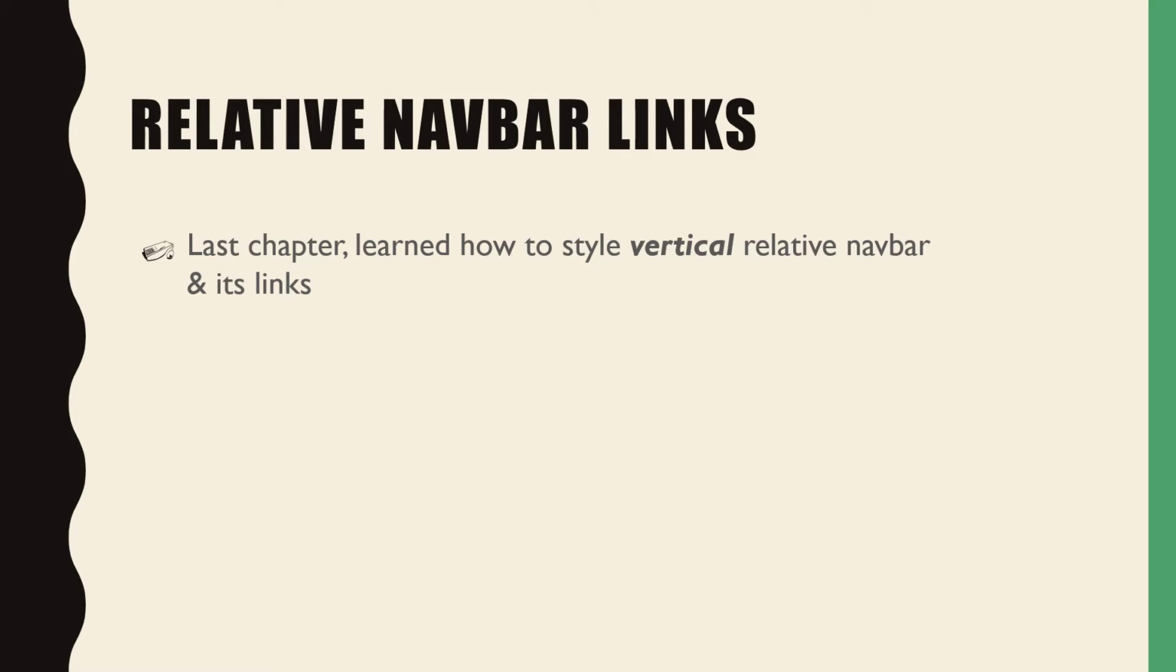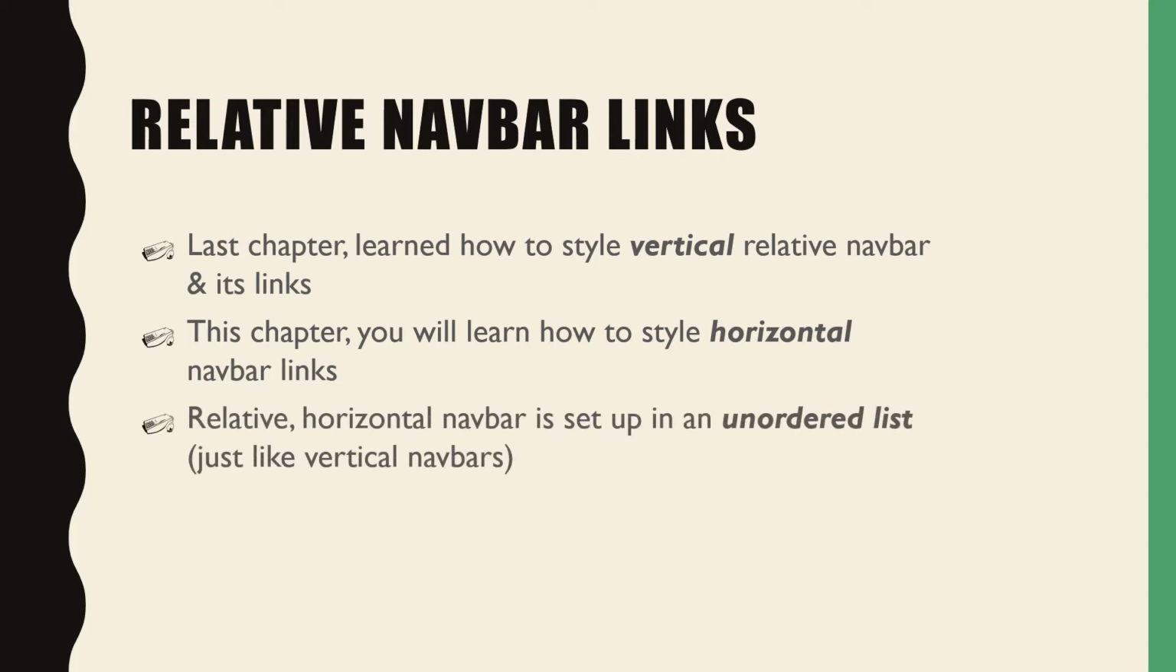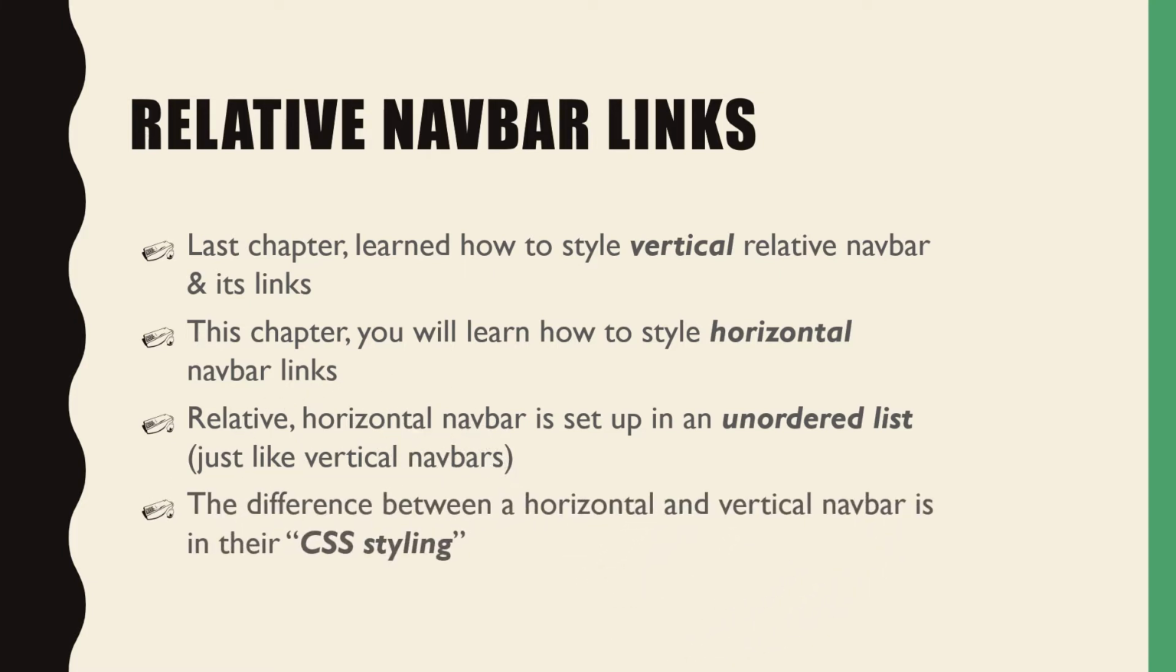So, looking at our relative navbars, last chapter you learned how to style vertical relative navbars and its links. This chapter you will learn how to style horizontal navbars, still using styling that you used to set up your original vertical relative navbars. The relative horizontal navbar is always set up in an unordered list, just like all navbars are. The difference between a horizontal and a vertical navbar is in the CSS styling.